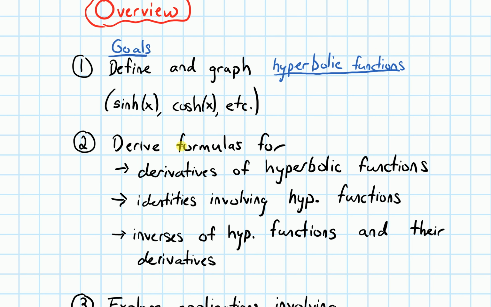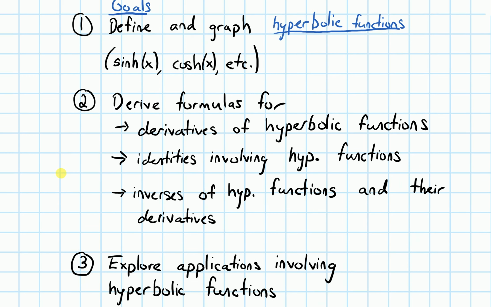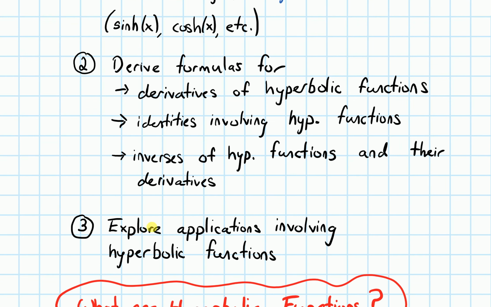Next, we'll derive formulas for the derivatives of hyperbolic functions, list some identities involving these hyperbolic trig functions, and then talk about inverses of hyperbolic functions and find formulas for their derivatives. And then finally, our last goal is we'll talk about some applications of hyperbolic functions. And I'll end by looking at some examples.